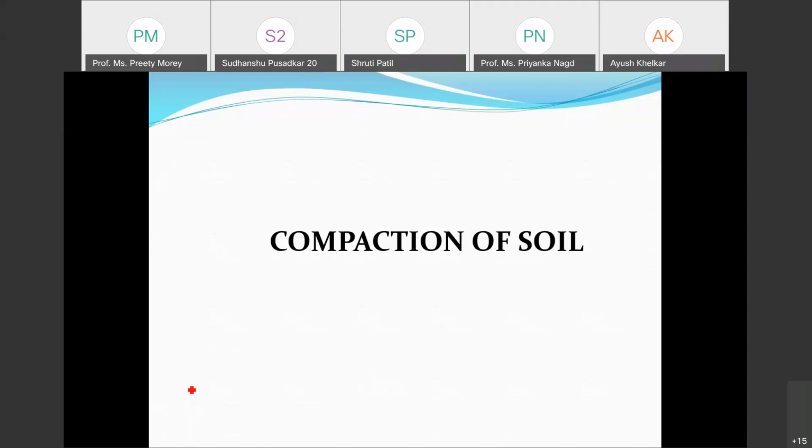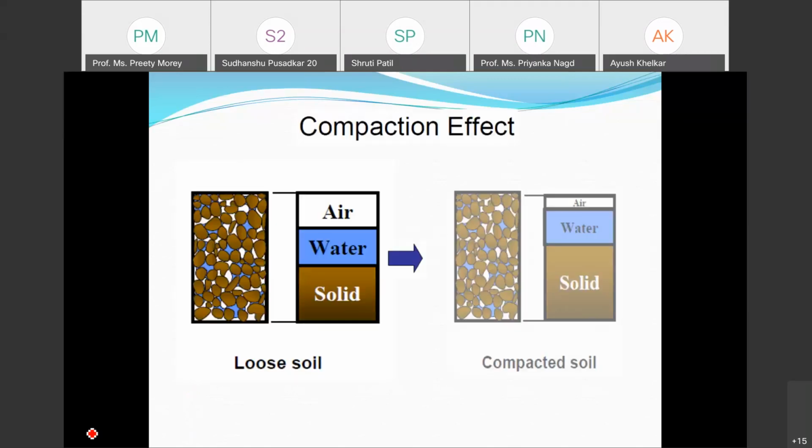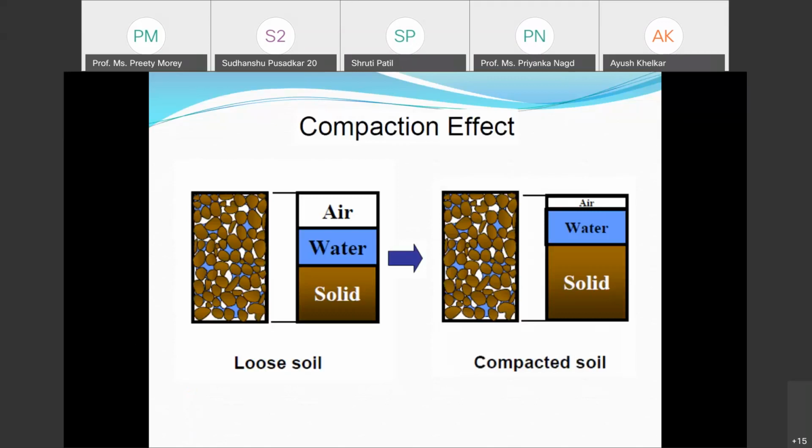So the maximum density at a particular water content which we calculate, that density is called maximum dry density, and the water content is termed the optimum moisture content. So our aim in understanding this is density only. So what will compaction do? Compaction removes the air, and we compact more solids into a location.